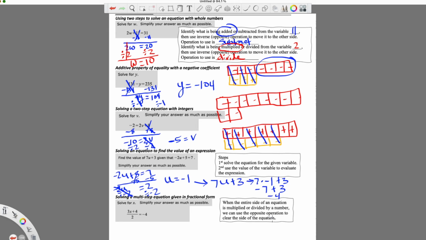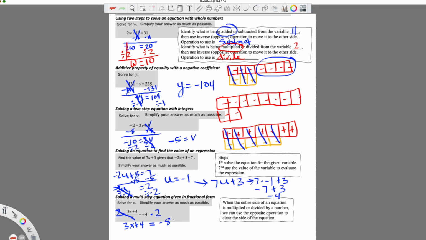So instead of just immediately going to what's being added or subtracted, let's deal with this entire side being divided by 2, because that's going to simplify this problem. That's what we want to do first. So since the entire side's being divided by 2, I can multiply the entire side by 2 and this entire side by 2. And what that does is 2 divided by 2 cancels, becomes 1. So I have 3x plus 4 equals -4 times 2 is -8.